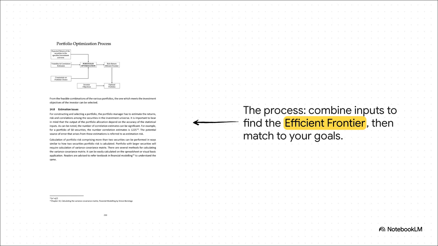And this flowchart kind of puts the whole process together. You feed in your inputs, returns, risks, correlations. The MPT math crunches the numbers and spits out that efficient frontier. Then the final step is all about you. You figure out your own risk tolerance and find the one single point on that curve that's perfect for you. Honestly, this is basically the brain behind every robo-advisor out there today.